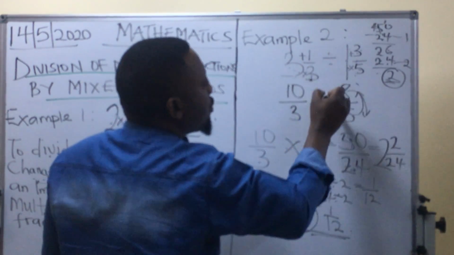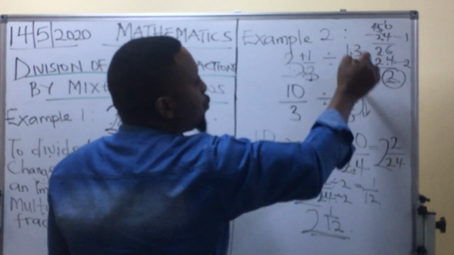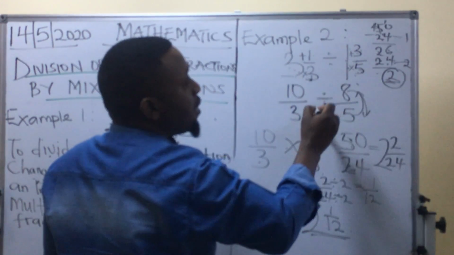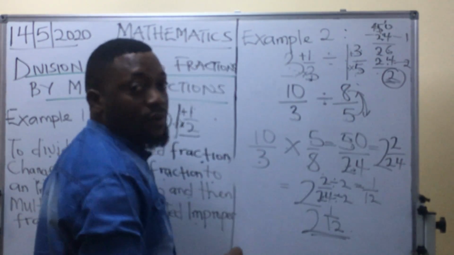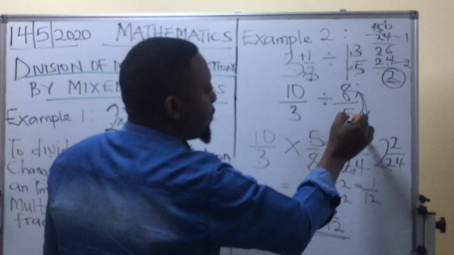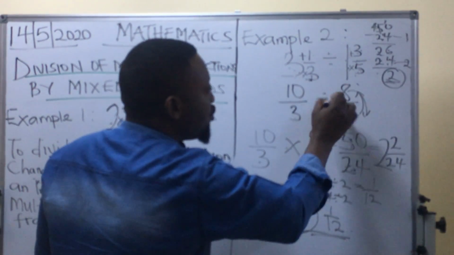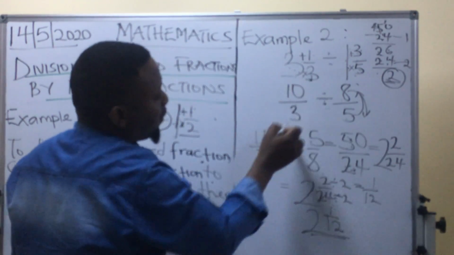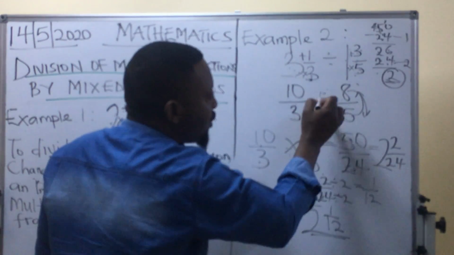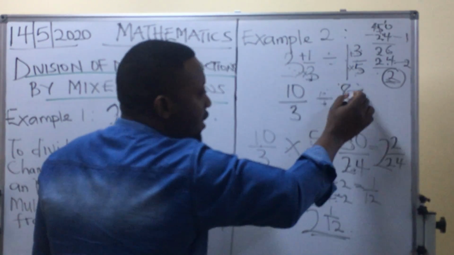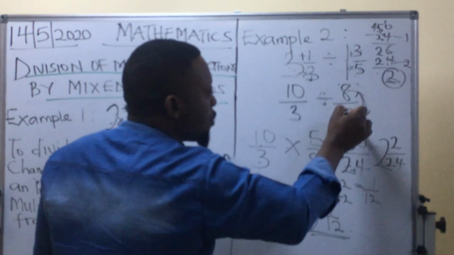Then this sign of division still remains here. You see? Then we are going to convert this also to an improper fraction by saying 5 times 1, 5, plus 3, 8. So that means 8 over 5. You see? 8 over 5. Now, because of this sign, it must change. So we have 10 over 3, then this sign will change to multiplication. Then when this sign changes, I told you this divisor fraction will also change. Then this 5 will go up, and this 8 will come down.